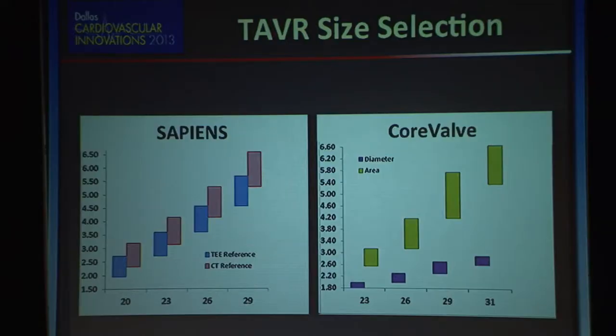So what do we do with this information? We have a system that's built into our database we use for evaluating the TAVR patients. Saw one of these graphs earlier when Dr. Broden presented it, but it shows the color bars are the appropriate sizing, the appropriate areas for those size valves. For example, the Sapien valve, the 26 valve, the TEE should fall in this range and the CT should fall in this range. Similar numbers here for the CoreValve. I don't show the perimeter on these. The CoreValve is typically sized by perimeter, using area and diameter as well.